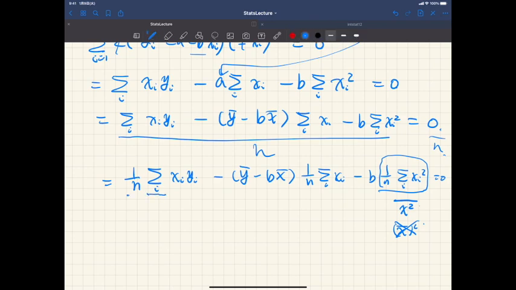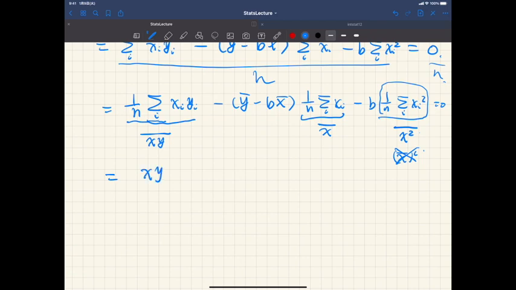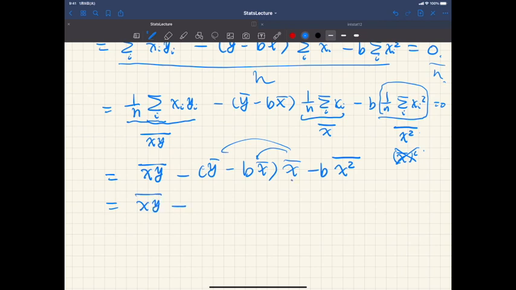And this one is the sample mean of x times y. So why don't we write xy bar? And this is the sample mean of x, so this is x bar, right? To simplify this, we have xy bar, and y bar minus b x bar times x bar, minus b times x squared bar. Let's expand this. So we have xy bar minus x bar times y bar. This is different from this one. x bar times y bar is not xy bar. And plus b x bar squared and minus b x squared bar.